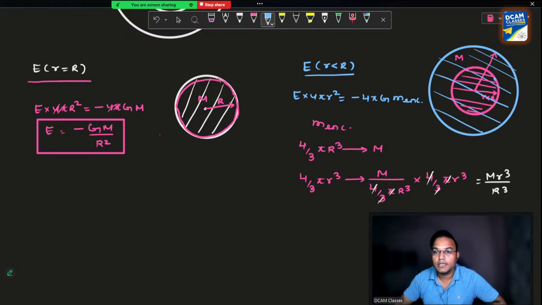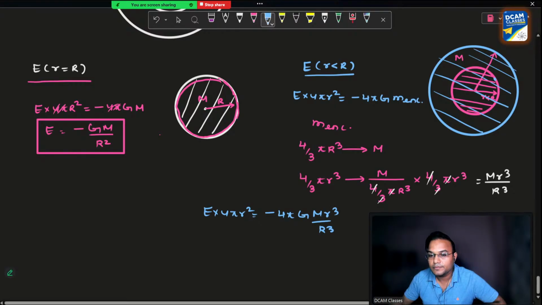So the result will be E into 4 pi small r square is equal to minus 4 pi capital G M small r cube by capital R cube. 4 pi cancels, small r square cancels with this. So E is minus capital G capital M small r by capital R cube. Understood?